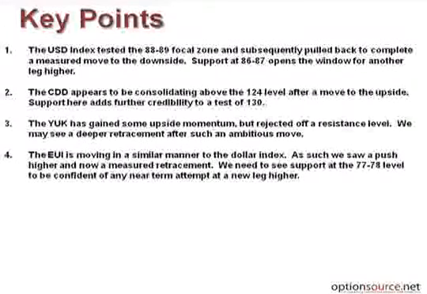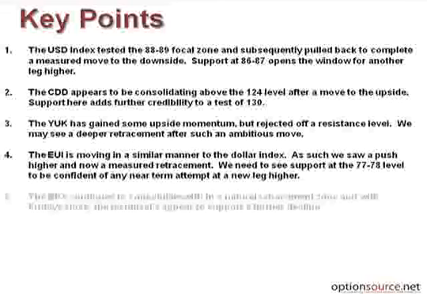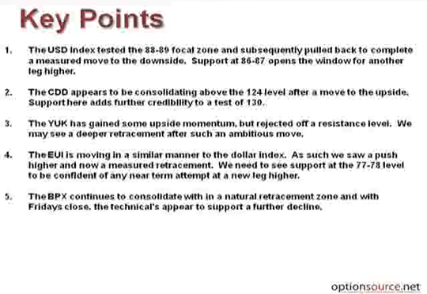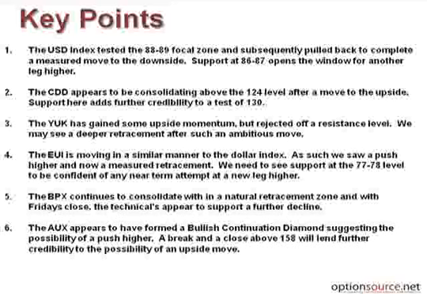The EUI is moving in a similar manner to the dollar index, as we saw a push higher and now a measured retracement. We need to see support at the 77-78 level to be confident of any near-term attempt at a new leg higher. The BPX continues to consolidate within a natural retracement zone, and with Friday's close, the technicals appear to support a further decline. And finally, the AUX appears to have formed a bullish continuation diamond, suggesting the possibility of a push higher. A break and close above 158 will lend further credibility to the possibility of an upside move.